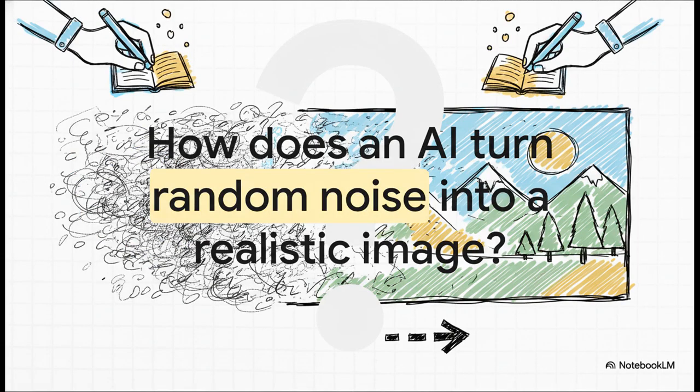So that's the big mystery we're going to unravel in this explainer. How on earth does an AI take a complete mess of random pixels and carefully shape it into something coherent, beautiful, and, honestly, often breathtakingly real?